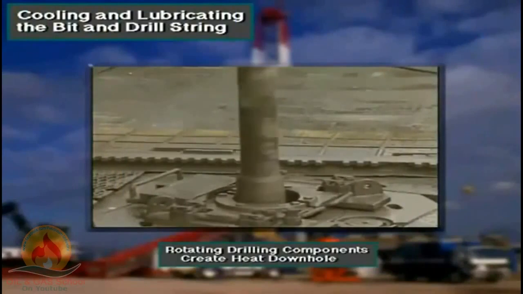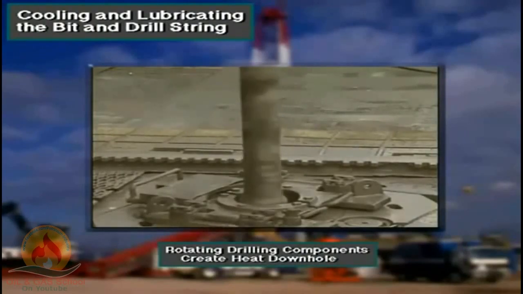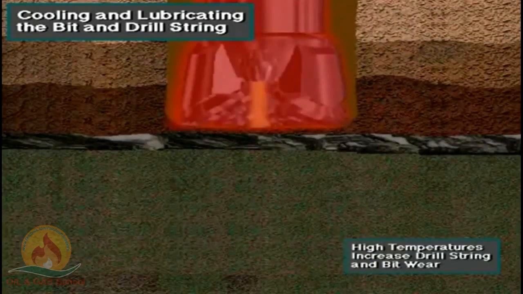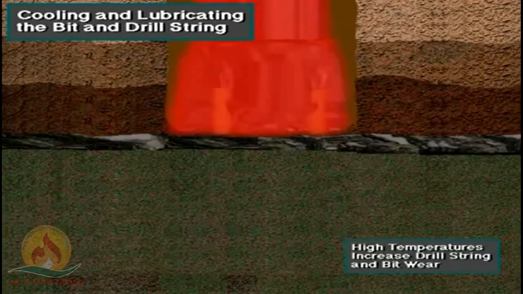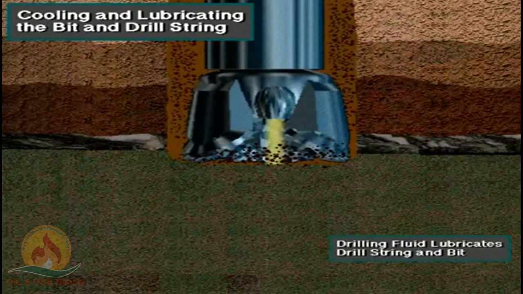Heat is encountered downhole. Deep formations can be very hot, and friction from rotating drilling components generates a lot of heat. High temperatures increase drill string and bit wear. Drilling fluid helps to reduce the temperature in the drill string downhole while drilling. In addition, drilling fluid provides lubrication to the drill string and bit that also helps prevent wear.